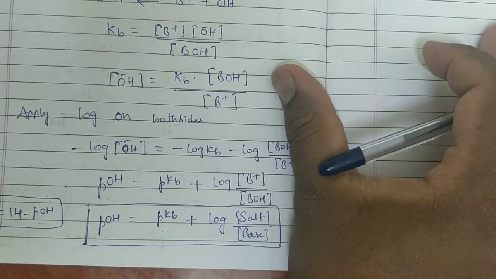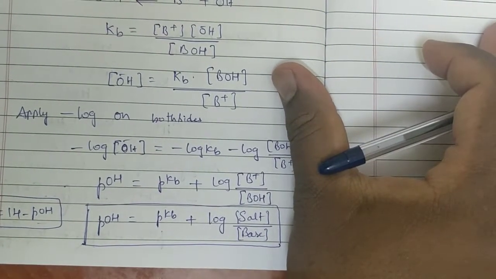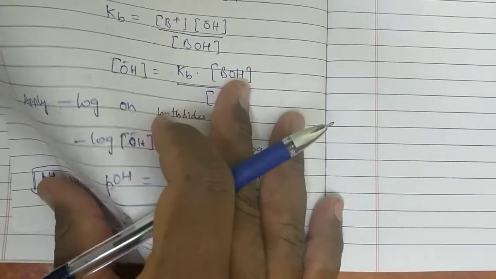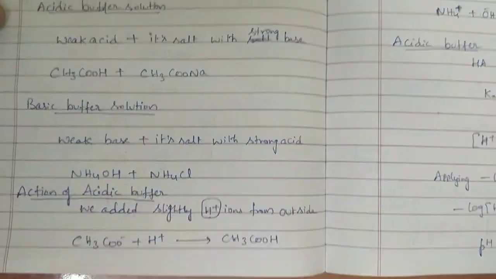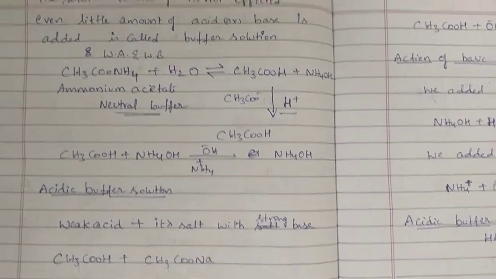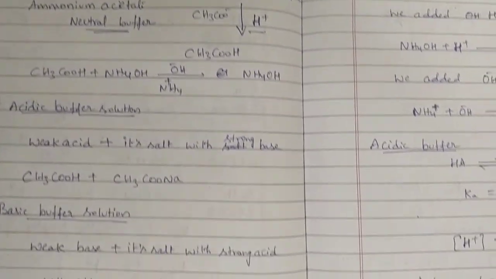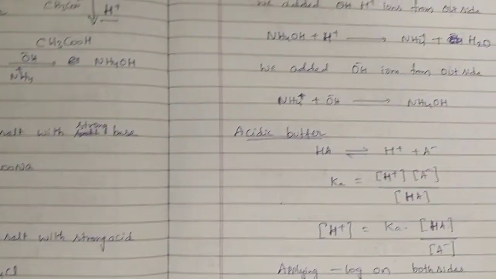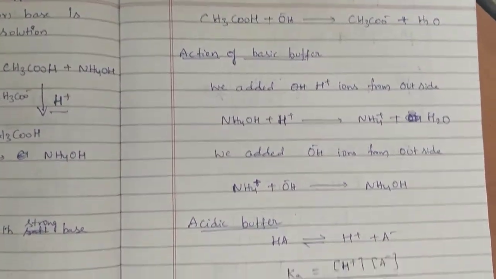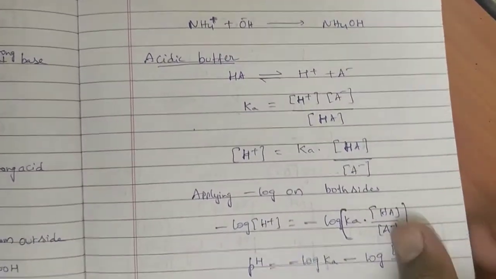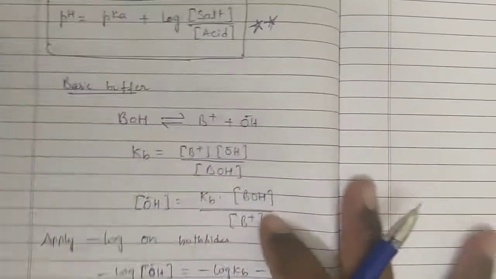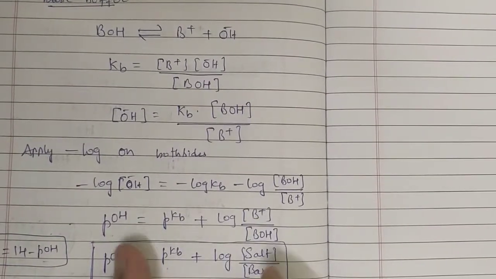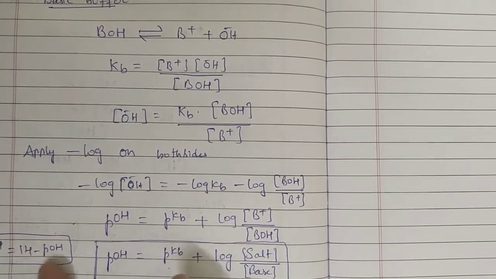And finally, one formula is there related to buffer solutions. That one we will see now. Before that, I hope you are clear. In today's class, we started with what is meant by buffer solutions. Different types of buffer solutions we have seen, and the action of those buffer solutions also we have seen. Finally, the formulas. These formulas are very important. This is for acidic buffer, pH. This is for basic buffer, POH. For basic buffer, pH is equal to 14 minus POH.